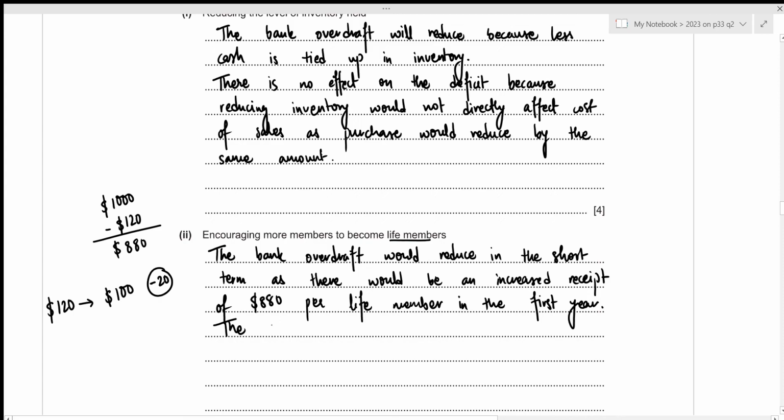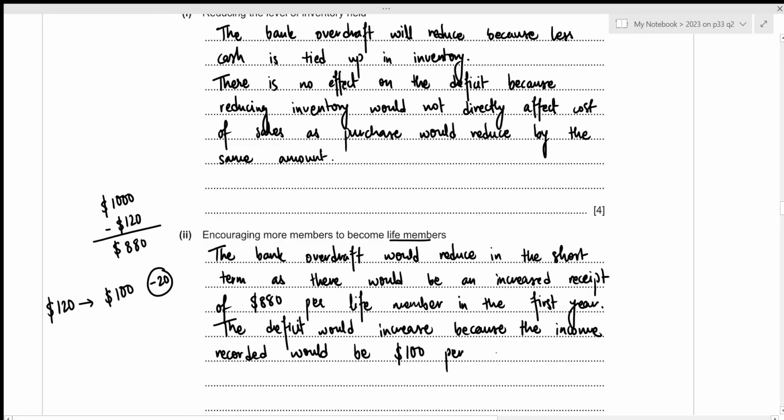So the deficit would increase because the income recorded would be 100 per member, which is less than the annual subscription fee of 120.